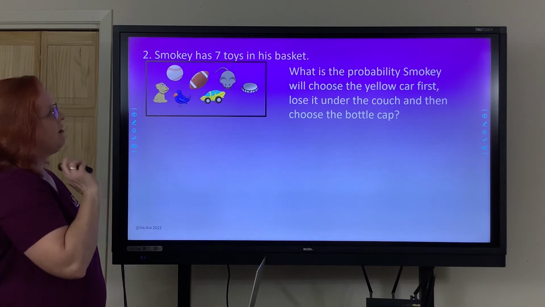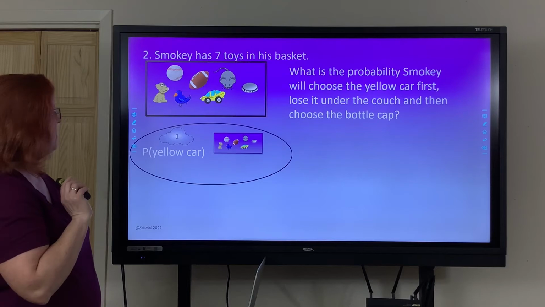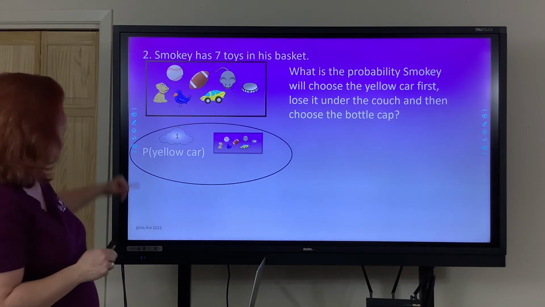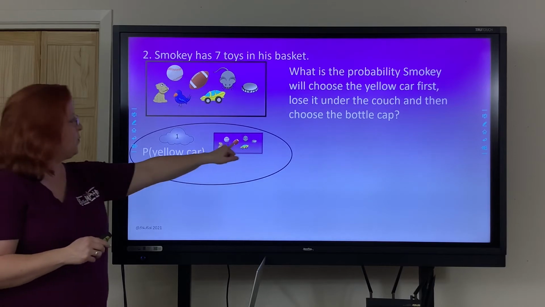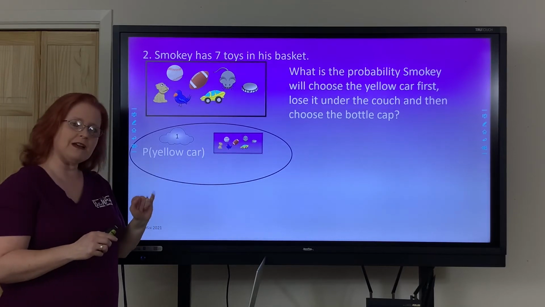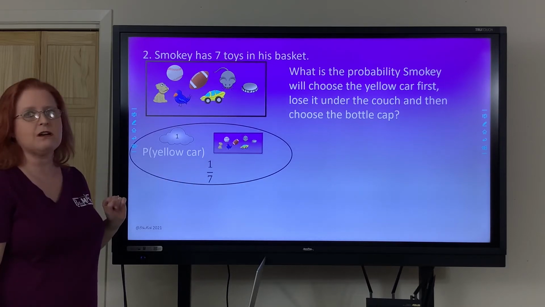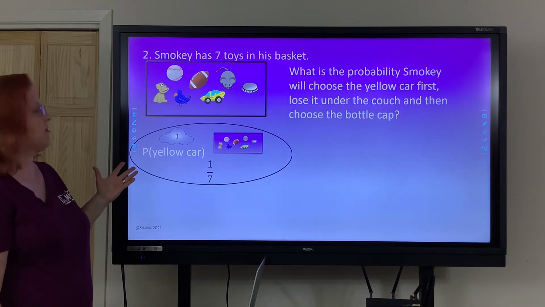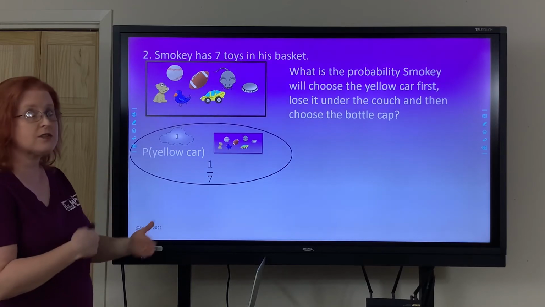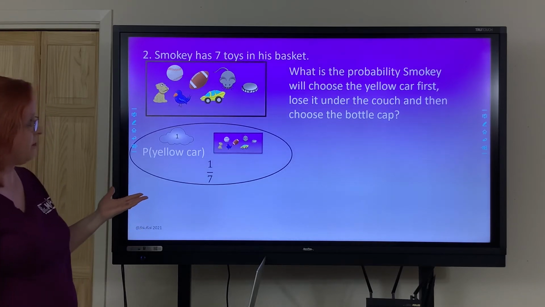Okay, so our first step is dealing with just the yellow car. All right, so our probability of getting the yellow car. Well, there's only one yellow car and there's 7 items. So our probability of getting the yellow car is 1 out of 7. Now our second step is losing it under the couch. Okay, well, that means he's not replacing it. So that's actually not part of the probability problem.